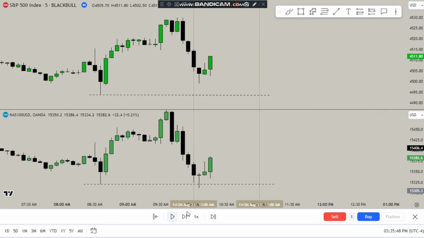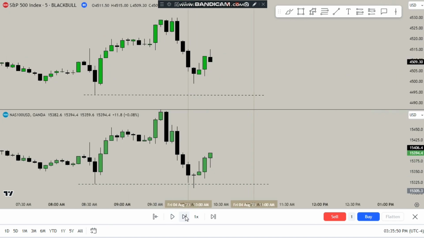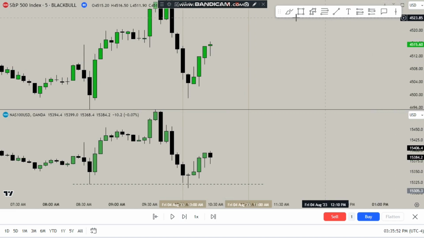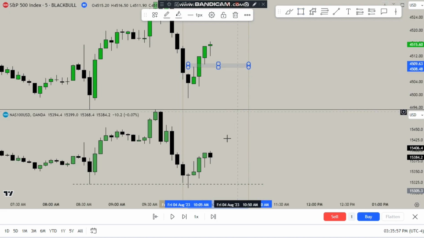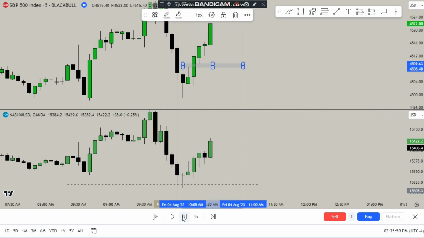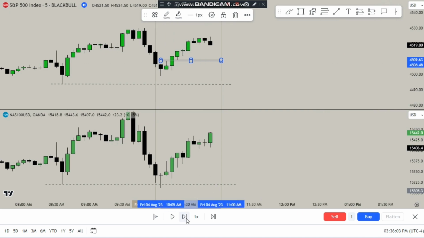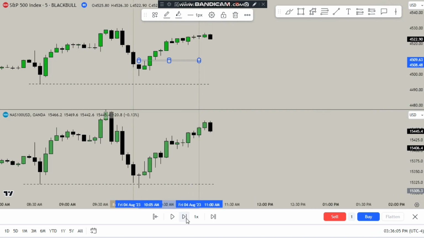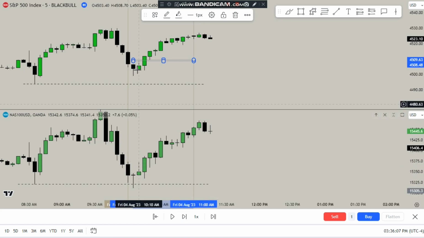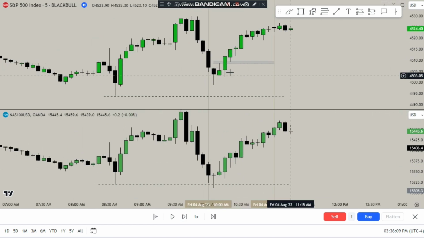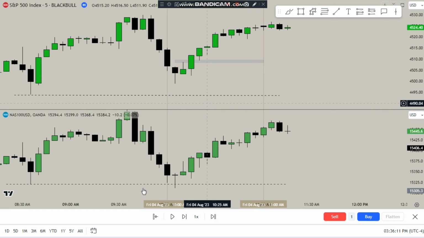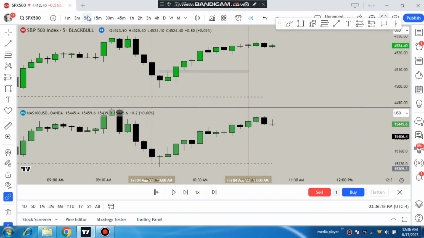So let's see if there is any fair value gap on the 5 minute. Yeah, there is a fair value gap here. Let's see if it gets filled. You can also use smaller time frames like 1 minute or 3 minute for entry. So it didn't get filled, the fair value gap didn't get filled on the 5 minute. Let's see if it got filled on any other time frame. I will check it for the 3 minute.